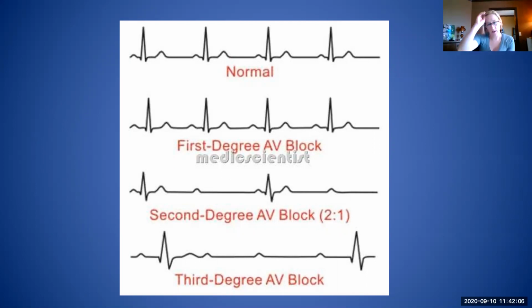Just know that your first degree block is your PR interval that is greater than 0.20. Your second degree block, you might have P waves with your PR interval getting longer and longer, and then it drops a beat. And then your third degree block, or your complete heart block, is where there's just a block from your SA and AV node to your bundle of His. They're not communicating whatsoever.